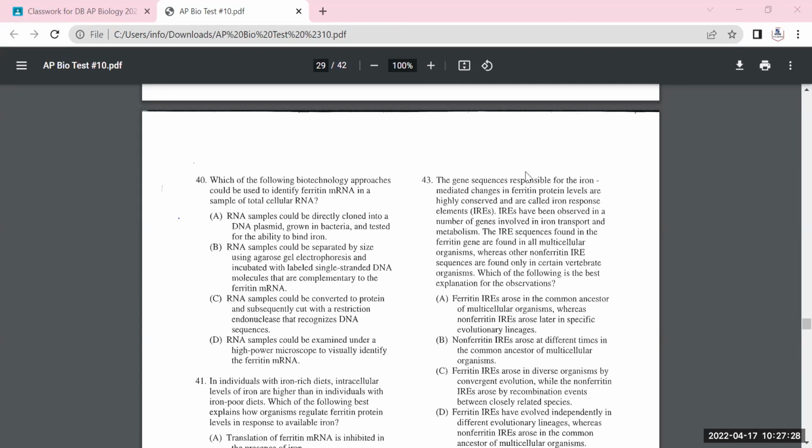Okay, which of the following biotechnology approaches could be used to identify ferritin mRNA in a sample of total cellular mRNA?